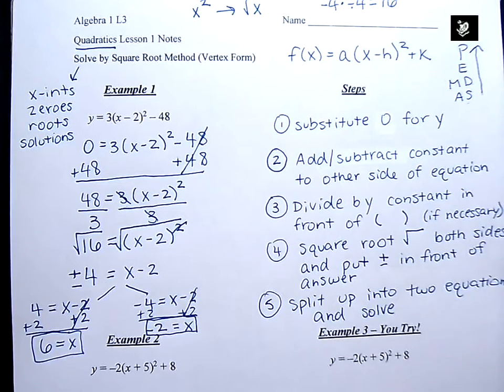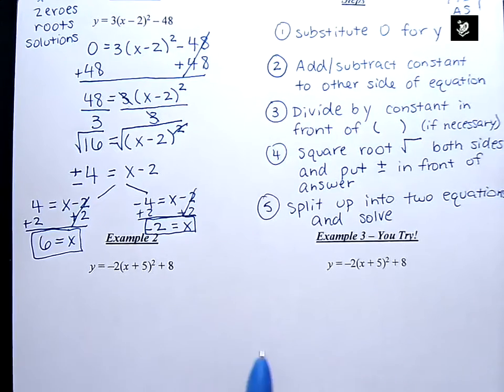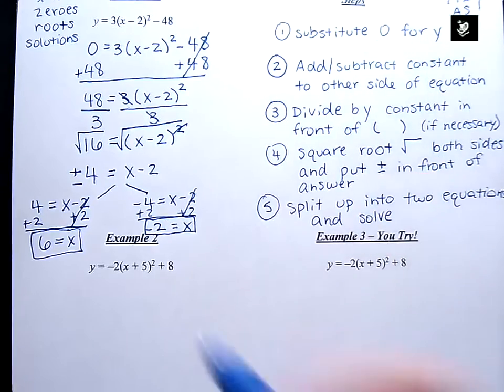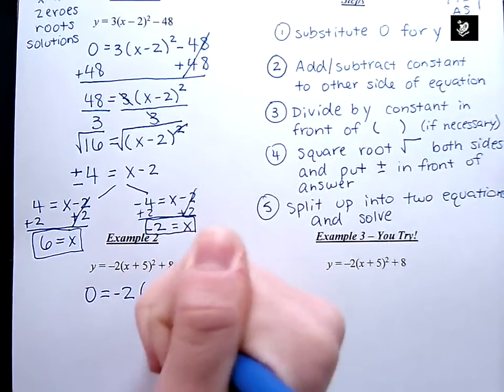So we're going to do another example together, and I'm going to follow each and every step again. Okay, so here we go again, example 2. Step 1, substitute 0 for y. So I'm going to replace y with a 0 and rewrite the equation.